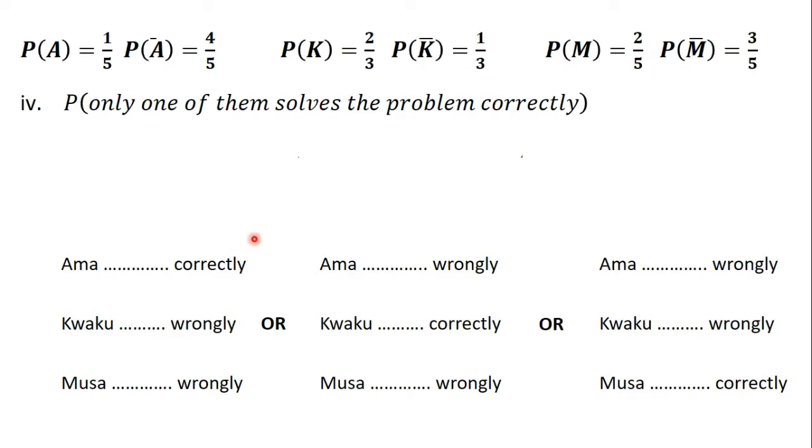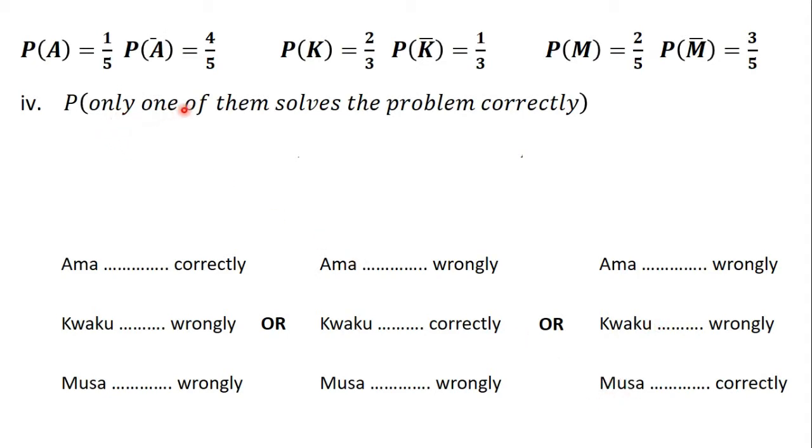We can see that in each case, one person solves the problem correctly. That is what we are going to find. Only one of them solved the problem correctly. So if only one of them solved the problem correctly, then in the first case, Amma will solve the problem correctly, Kweku will solve it wrongly, and Musa will solve it wrongly. Or Amma will solve the problem wrongly, Kweku will solve it correctly, and Musa will solve it wrongly. Or Amma will solve the problem wrongly, Kweku will solve it wrongly, and Musa will solve it correctly.